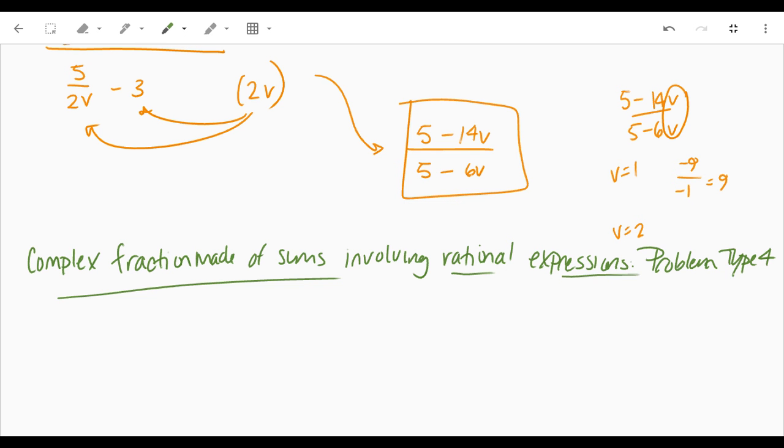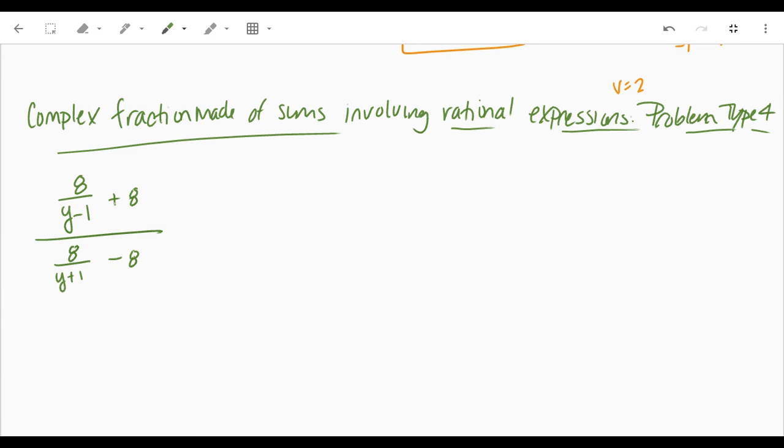Okay, so an example of this type, we have 8 over y minus 1 plus 8, over 8 over y plus 1 minus 8. So it's a little similar, but now the denominators are two different expressions. Before we had the 2v and the 2v. But now we have y minus 1 and y plus 1. All right, so all you need to do is multiply everything by y plus 1 times y minus 1.